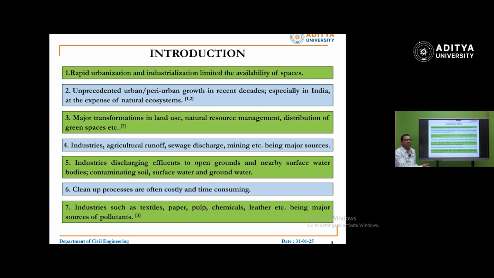Apart from that, most of the industries are discharging the effluents onto open grounds without any proper treatment. So they are continuously contaminating the existing water as well as soil. Another problem is that the cleanup processes are very, very costly. If you want to remediate any contaminated site, not only with metals, but also due to pharmaceutical waste or any other type of waste, it generally becomes a costly affair. You cannot clean it at a very low cost. Especially industries such as textiles, leather industries, that means tanneries, and chemical industries are the major contributors.